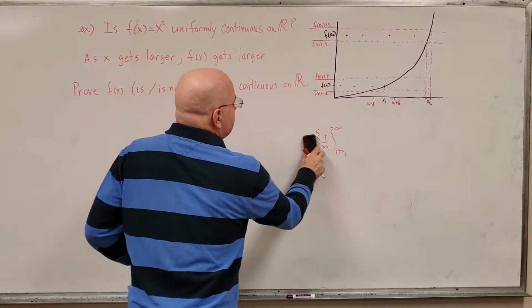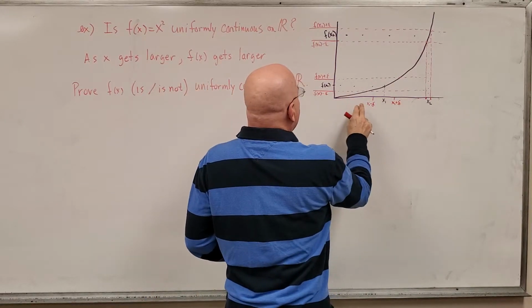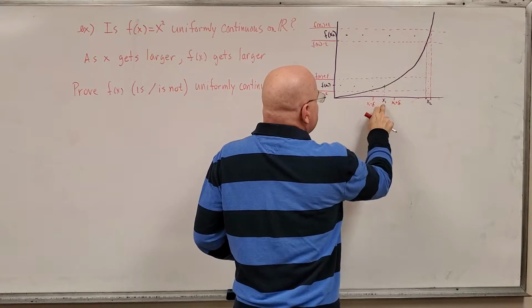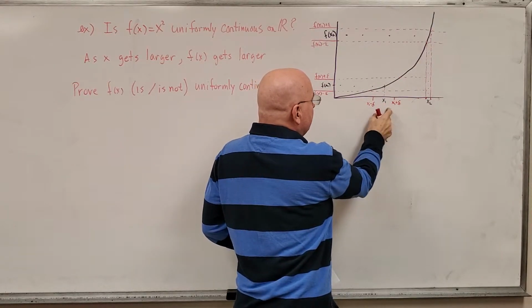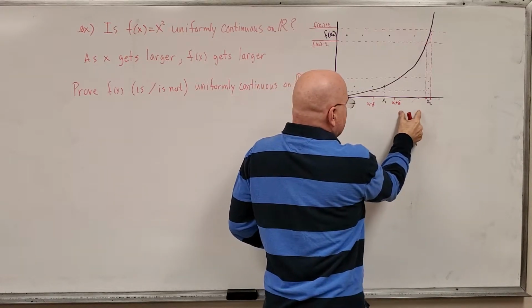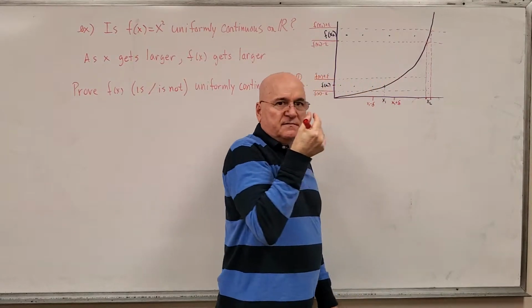So this picture is a pretty good example showing why delta depends on where you are. If x is a small number, delta can be big, but as x gets bigger, your delta has to shrink and shrink and shrink and approach zero.